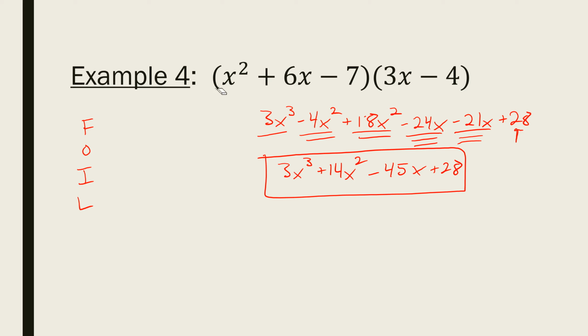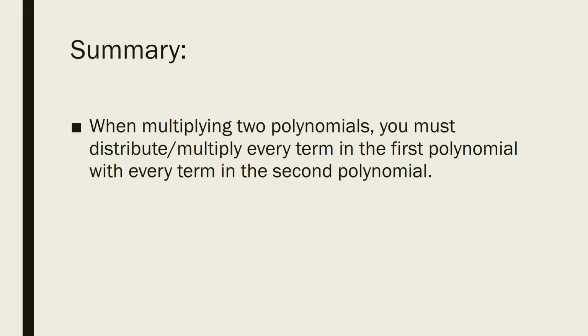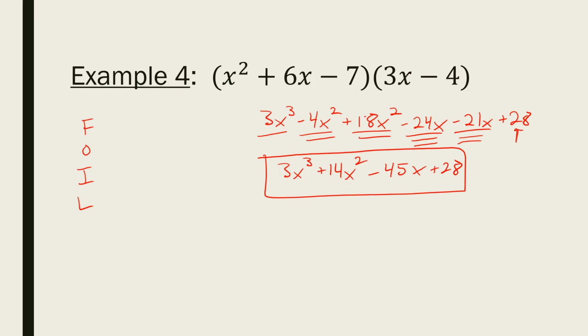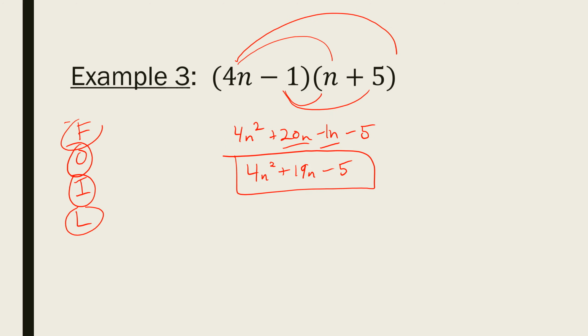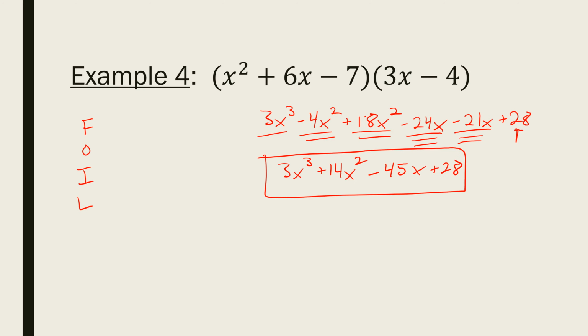All right, well, that is multiplying polynomials. Remember, the key feature is when you're multiplying 2 polynomials, you have to distribute or multiply every single term in the first polynomial with every single term in the second polynomial. So problems like these, we could use that nice FOIL acronym, but problems like these, we had to use the general principle of distributing everything into everything else.